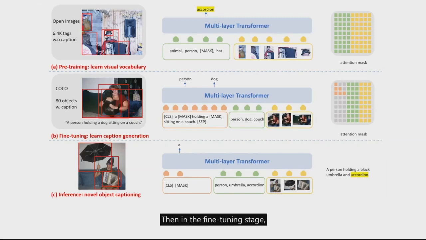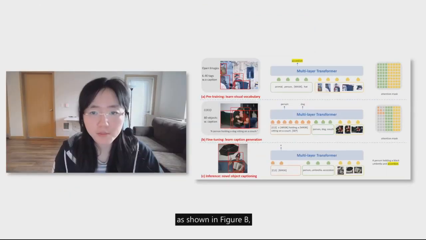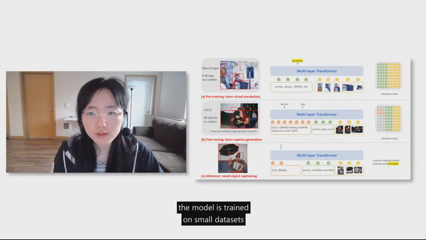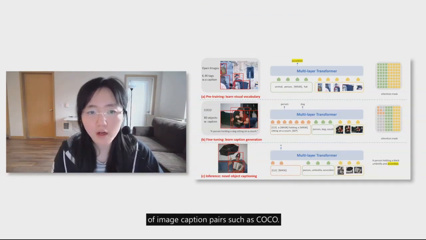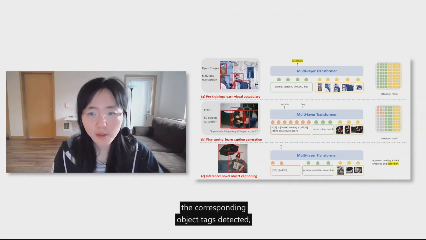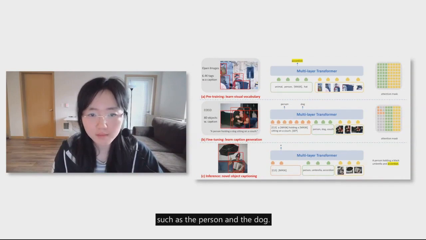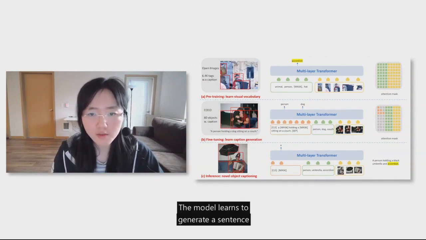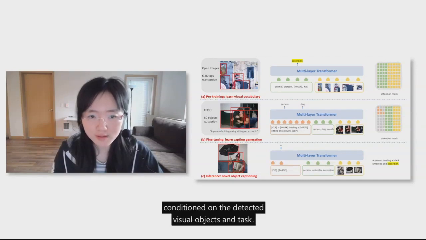Then in the fine-tuning stage, as shown in figure B, the model is trained on small datasets of image caption pairs such as COCO. Given the image caption pair and the corresponding object tags detected, such as the person and the dog, the model learns to generate a sentence conditioned on the detected visual objects and tags.